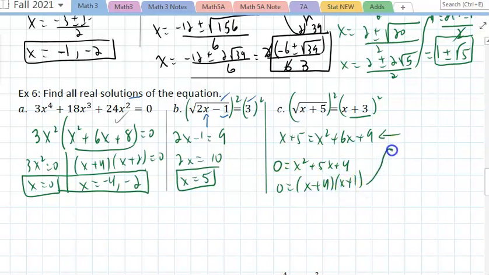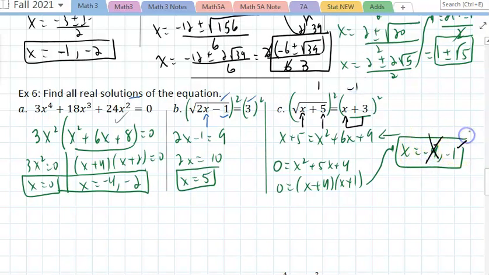And if you set each of those equal to 0, you get x to be a negative 4 or a negative 1. Now that you started the problem with an even index radical, you need to check negative 4. If you put a negative 4 there, negative 4 plus 5 is a 1. Square root of 1 is 1. Negative 4 plus 3 is a negative 1. 1 cannot equal negative 1.